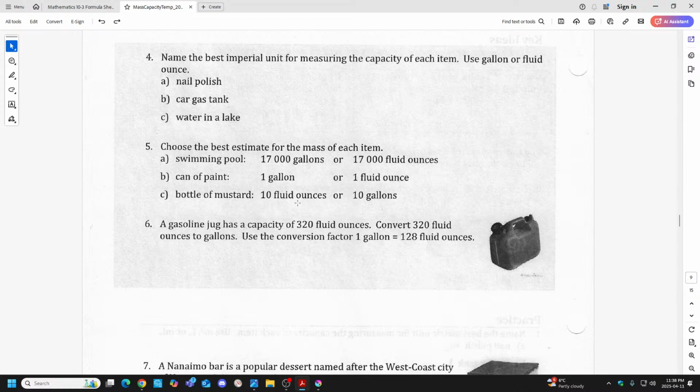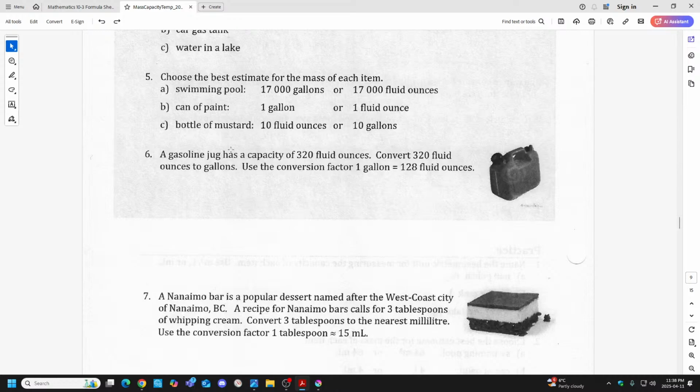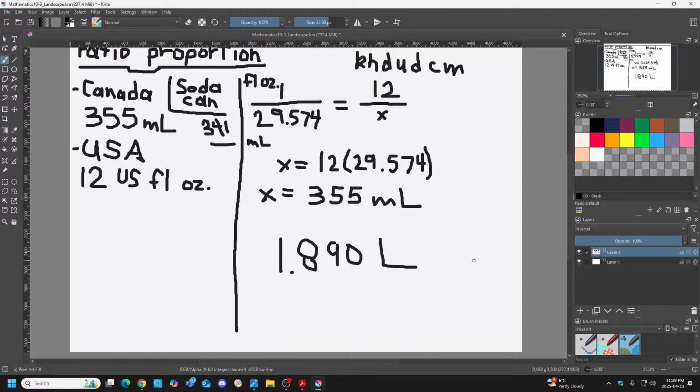10 fluid ounces is the answer. Okay. A gasoline jug has a capacity of 320 fluid ounces. Convert 320 fluid ounces to gallons. Okay, let's do this. We'll do the long work for it.